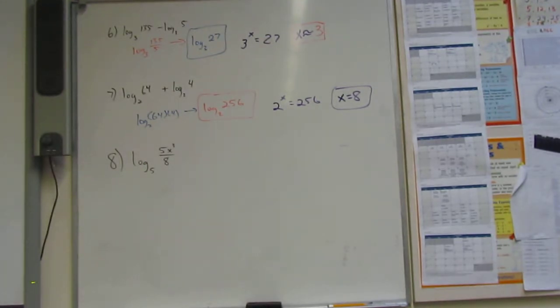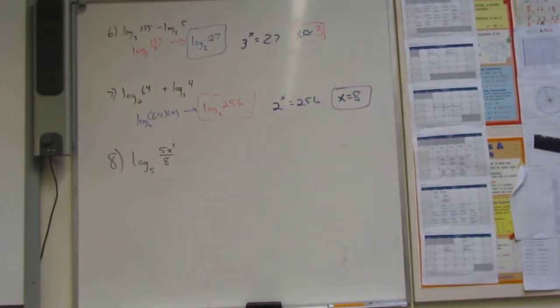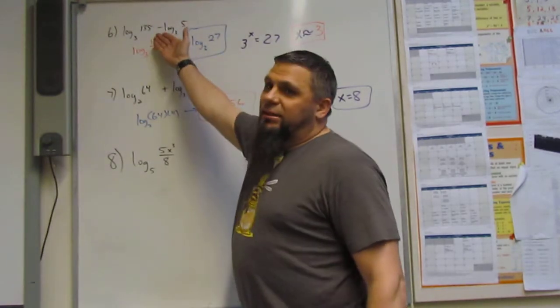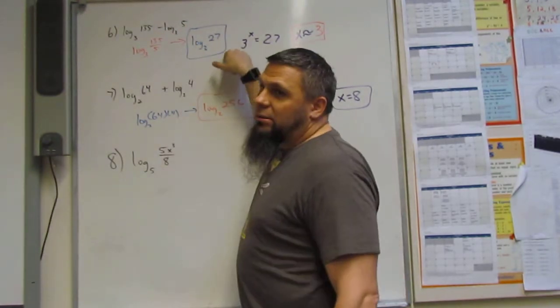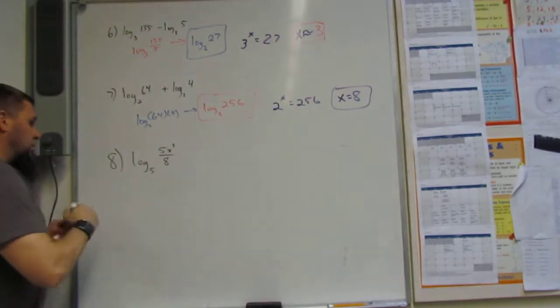Those are the easy ones. We should know these by now. We should know the 3s up to at least 81, so that's 3 to the 4th. We should know our 2s up to at least 2 to the 8th. Okay, the last one. You said before that when we subtracted, we divide, right? So when we divide, we subtract. That's it. That's all I'm asking.